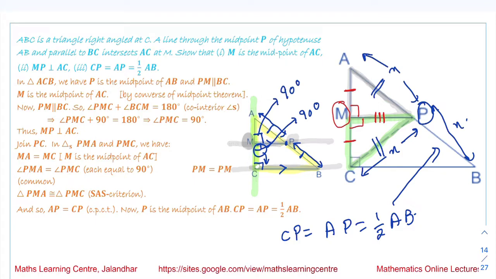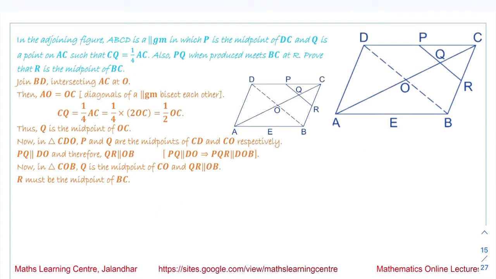Now in this next question we are given a parallelogram ABCD and it is given that P is the midpoint of DC. It means these two sides are equal. Then next it is given Q is the point on AC such that CQ is 1/4 times AC, this whole length. Also this PQ when produced meets BC at R. We have joined the points P and Q and it meets BC at point R. We have to prove that R is the midpoint of BC.